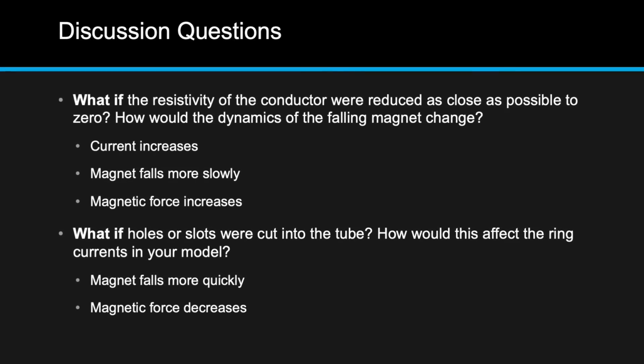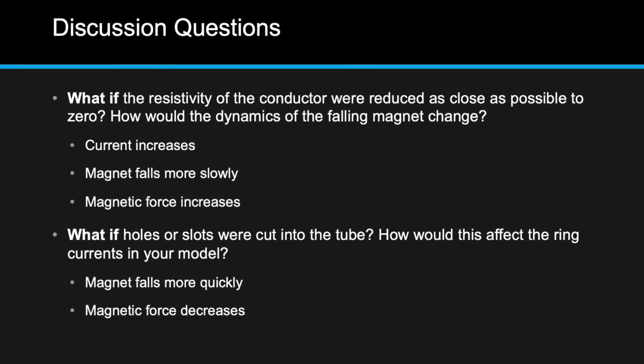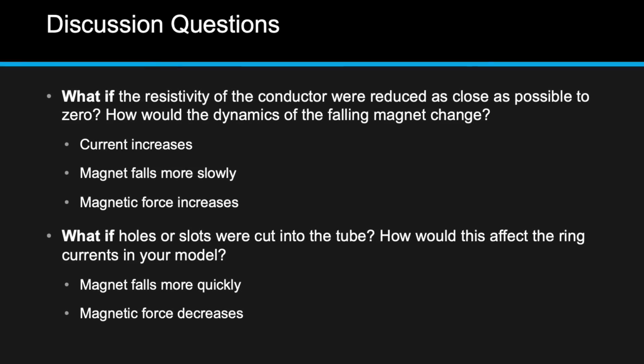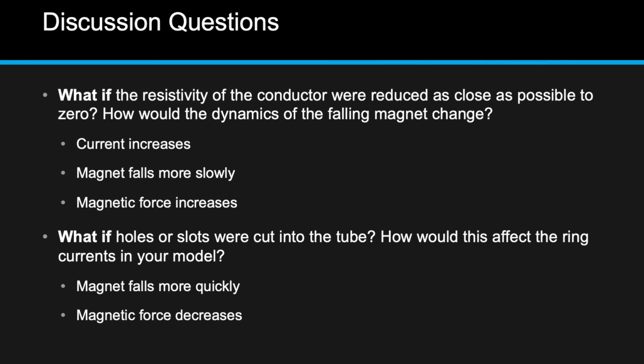Next, what if the holes or slots were cut into the tube, and how would this affect the ring currents in your model? This would mean that the magnet would fall faster, and then the magnetic force along with the current would decrease.